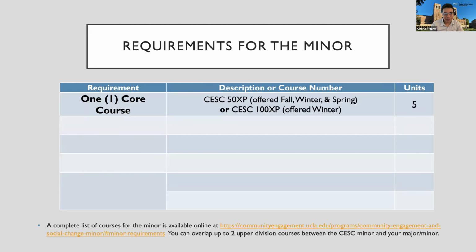And the first requirement is the core course. You can choose one of the two, either CESC 50 XP, which is offered fall, winter, and spring, or CESC 100 XP, which is only offered in the winter. And that's how you fulfill the first core course requirement. I'll go over the next requirements in the next slides.